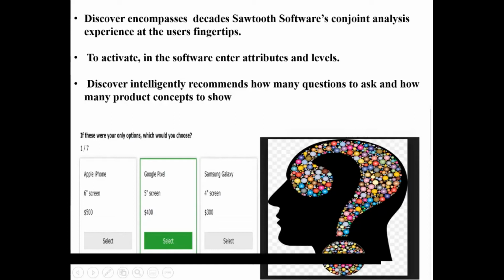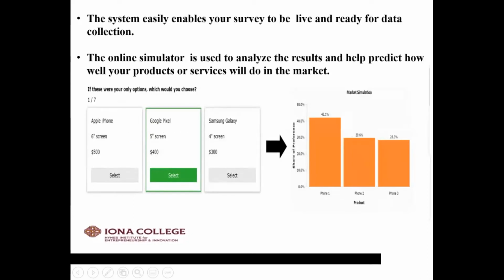So Discover encompasses decades of conjoint analysis experience, and to activate it in the software, you enter the attributes and levels that are associated with your innovation, and the software will intelligently recommend how many questions to ask and how many product concepts to show your respondents. The system enables your survey to be live and ready for data collection. Once you have your data, the software has a simulator where you can analyze the results to predict how well your product or service will do in the marketplace.